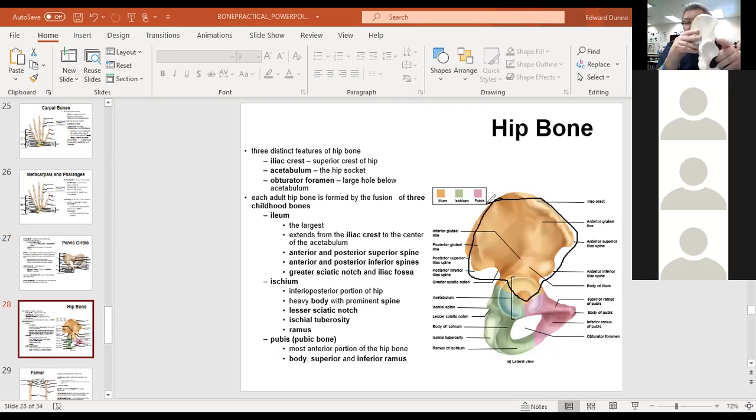The posterior portion of the hip bone is the ischium. That's where the ischial tuberosity is. And the front portion, or the anterior portion, is the pubis, or the pubic bone. Okay, this area right here. And that's on your sheet. The ilium, the ischium, and the pubic bone. All right, we went over the sacrum and the coccyx. Let's go to the femur.